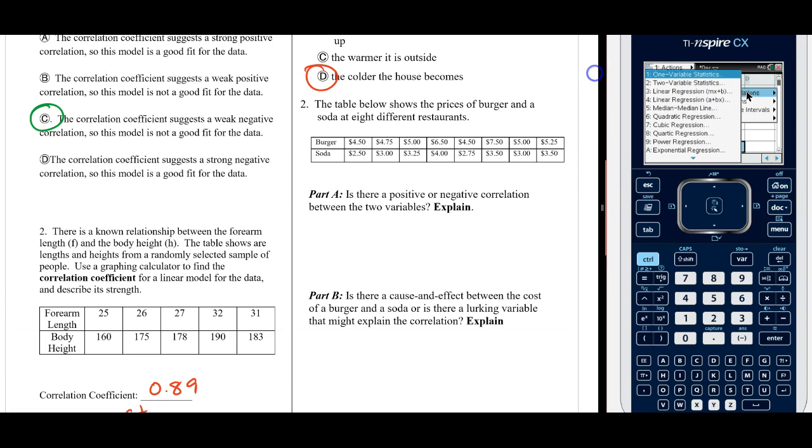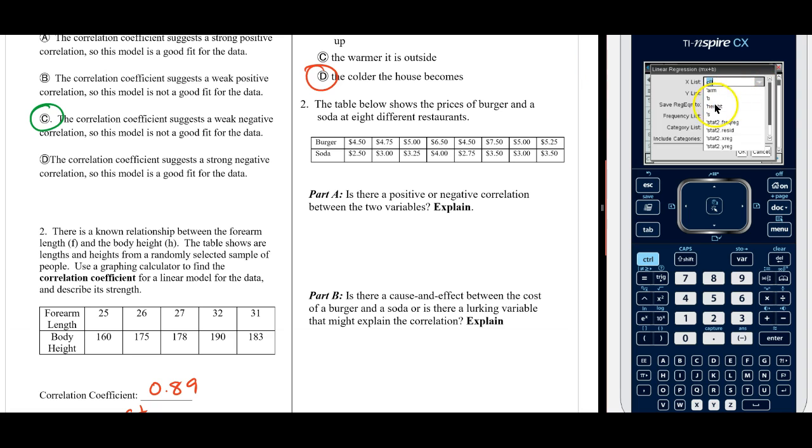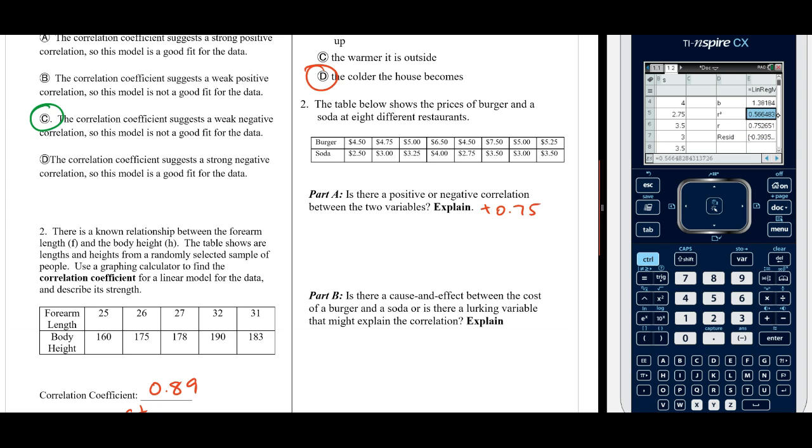And I'm going to do it real quick. Stat calculation, linear regression. We got burger, soda, and when we look, my R value is 0.75, and it's a positive number, so that is a positive correlation. And we know there's a positive correlation. It says explain: correlation coefficient is greater than 0. It's a positive number, so it's a positive correlation.